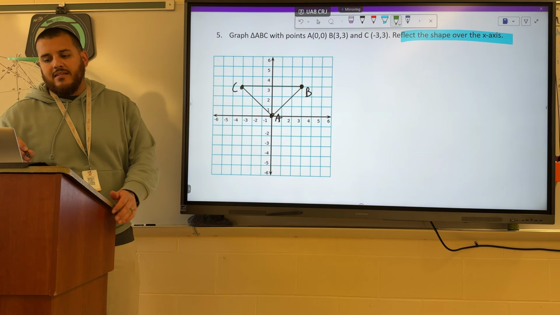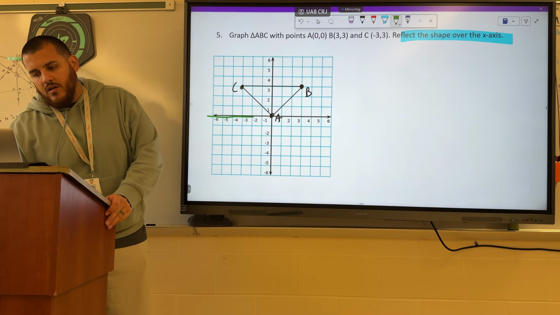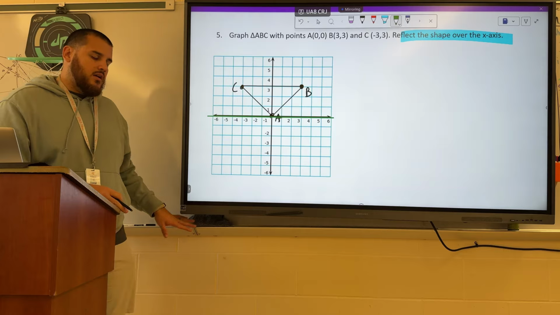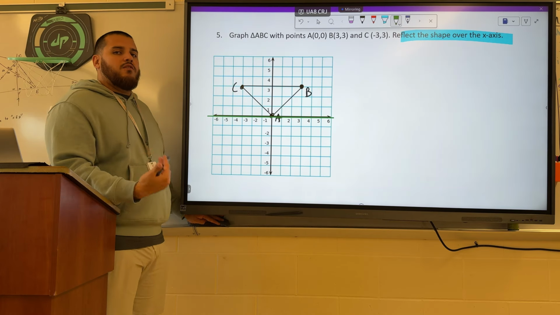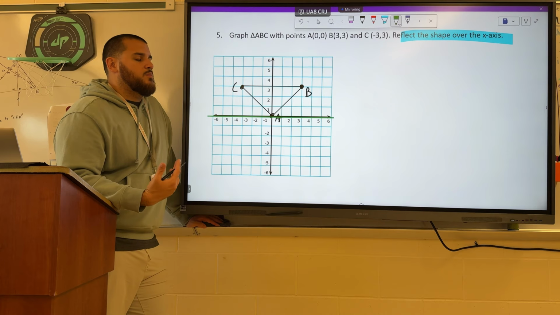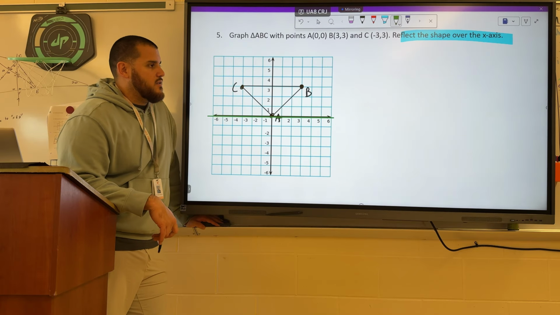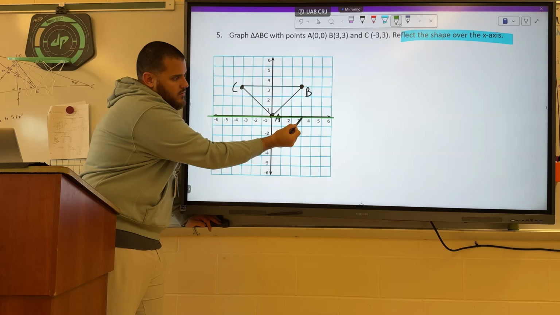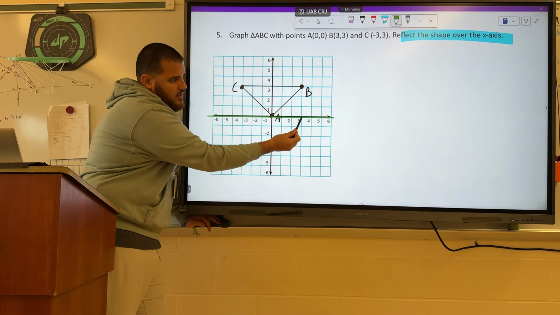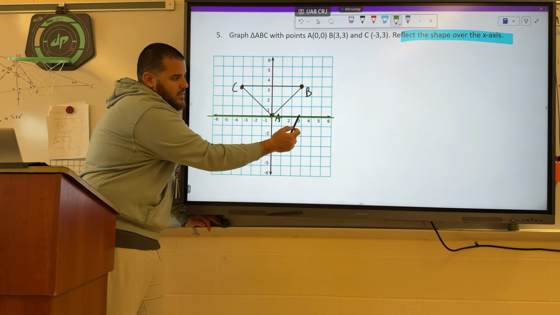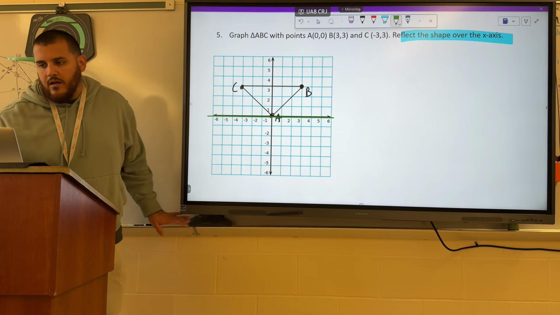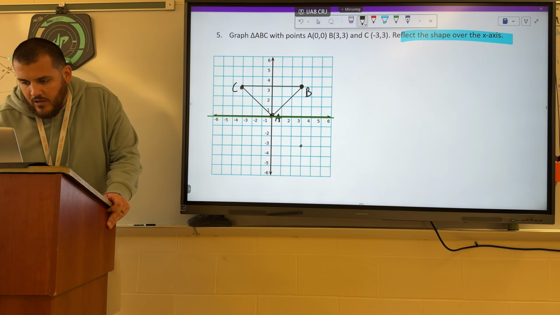So the x-axis in this example, remember, is our horizontal axis. It's that one right there that I've highlighted in green. And our idea is to figure out how far away our points are from this line and flip them the same distance to the other side of the line. For example, point B we can count is 1, 2, 3 units away from the line of reflection right here. So its image will be the same distance on the other side, 1, 2, 3 units. So right here at positive 3, negative 3 would be the location of B prime.